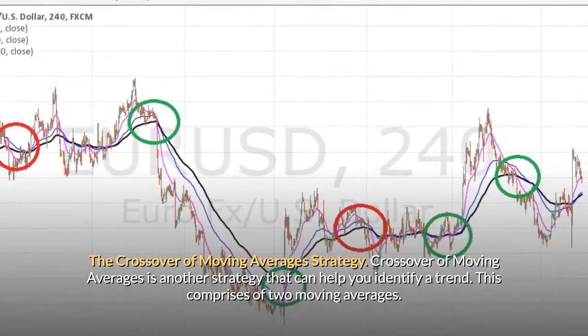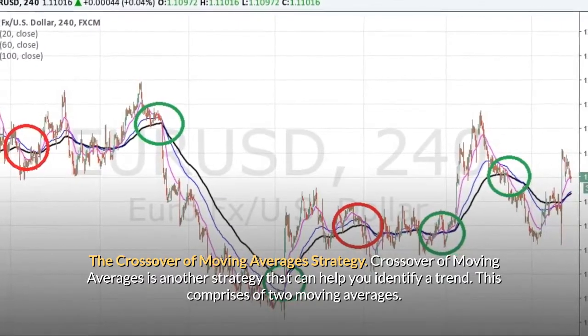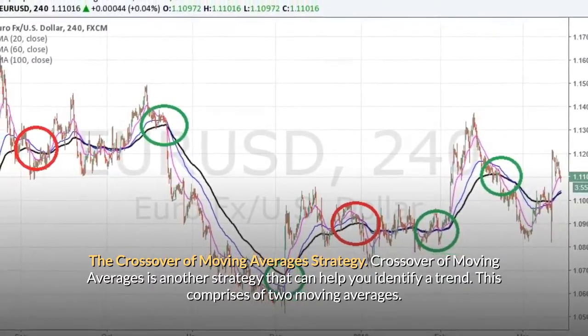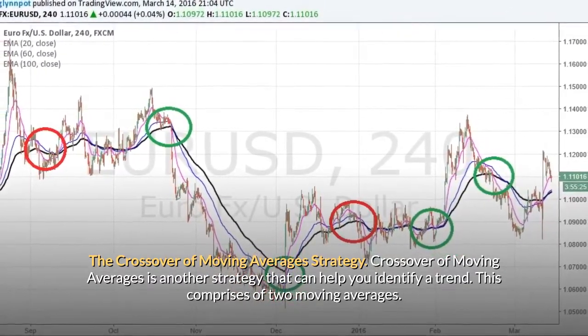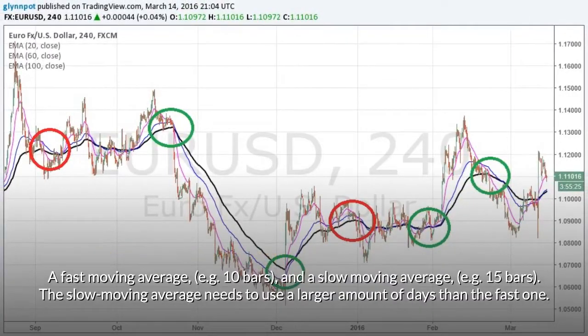Crossover of moving averages is another strategy that can help you identify a trend. This comprises two moving averages: a fast-moving average, e.g. 10 bars, and a slow-moving average, e.g. 15 bars. The slow-moving average needs to use a larger number of days than the fast one.